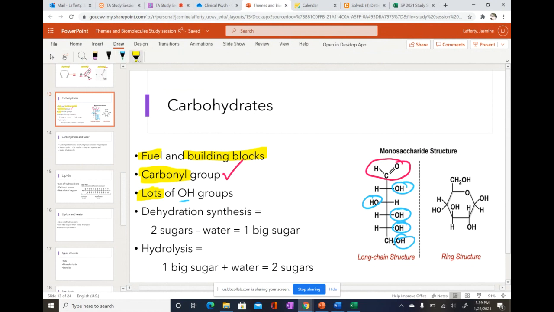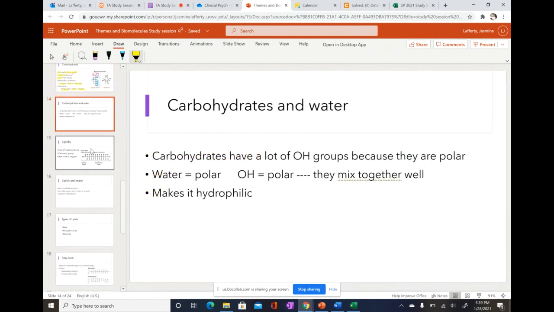Now, this is just a little equation I thought would be helpful. 2 sugars minus water equals 1 big sugar. 1 big sugar plus water equals 2 big sugars. Just to kind of get in your head how to apply dehydration synthesis and hydrolysis. So carbohydrates and water. So let me draw H2O up here for you all. So we have H2O, and what that would look like would be an oxygen with 2 H's hanging off of it, okay?